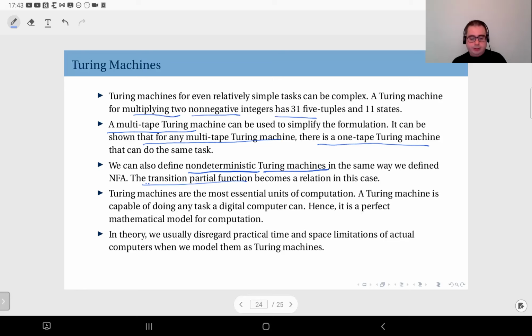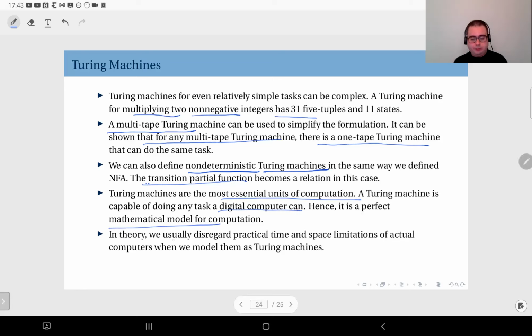And again, in most cases, designing non-deterministic Turing machines could be easier than designing a deterministic Turing machine. Now, Turing machines are the most essential units of computation. And a Turing machine is capable of doing any task a digital computer can. This is not an exaggeration, and it's not an approximation. So it's the perfect mathematical model for computation. And that is the elementary unit researchers in theory of computation use to model digital computer systems.